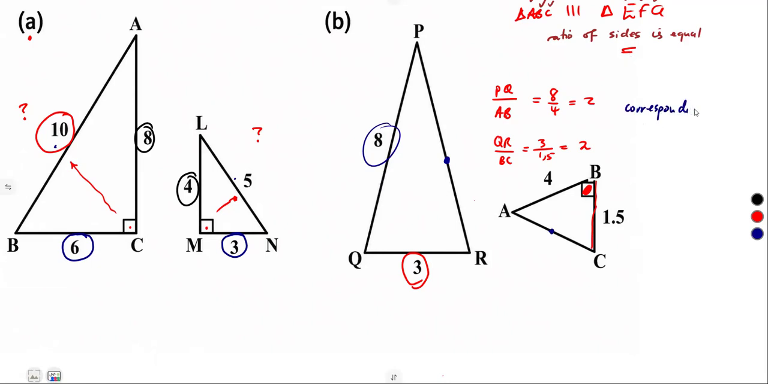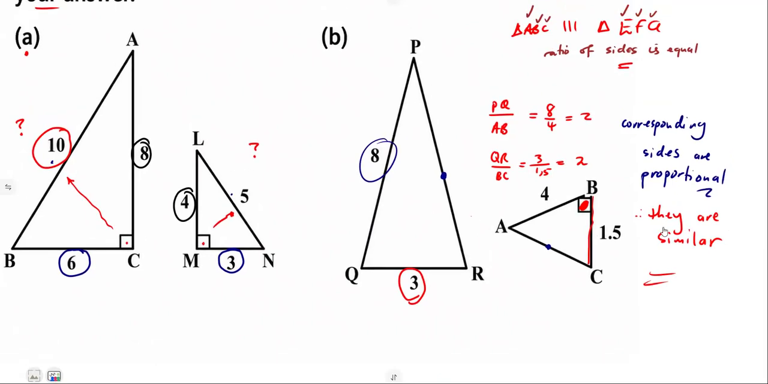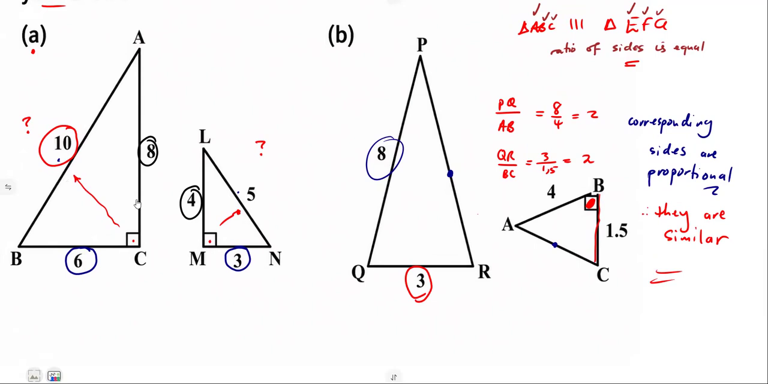We can write it this way: corresponding sides proportional. They are proportional. So therefore, the two triangles are similar. This is the case when you are not given further information, like given angles. Just take those sides the way they correspond, 8 to 4, 3 and 1.5. You can see that it is the same ratio.